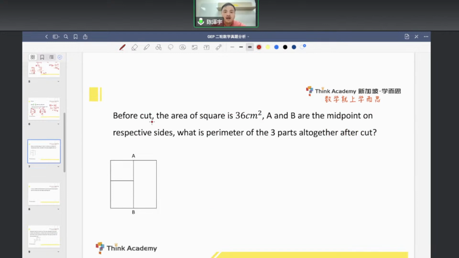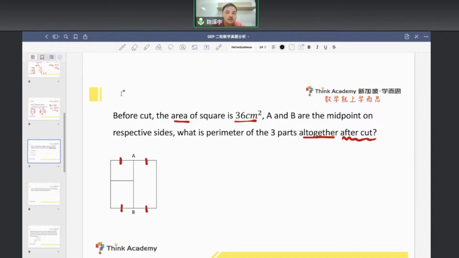Before the cut, the area of a square is 36 cm squared. So you have a square here. A and B are the midpoints on the respective sides, meaning this length equals this length, and this length equals this length. Now I want to find what is the perimeter of these three parts altogether after the cut. So they will cut along the black line, and I want to find the perimeter.